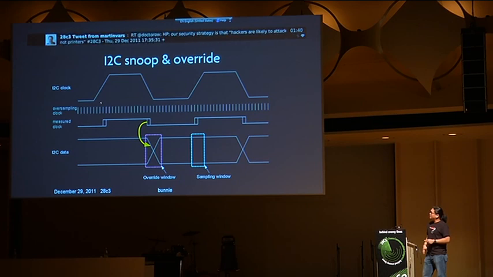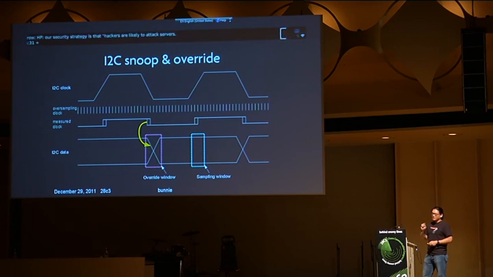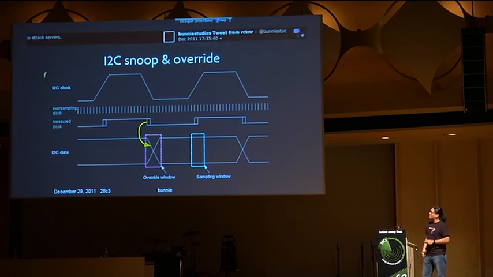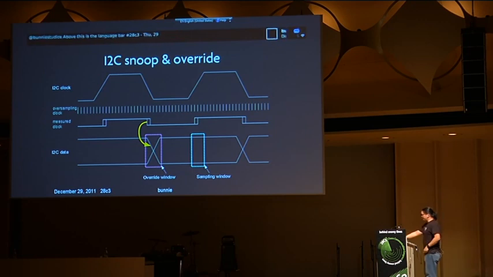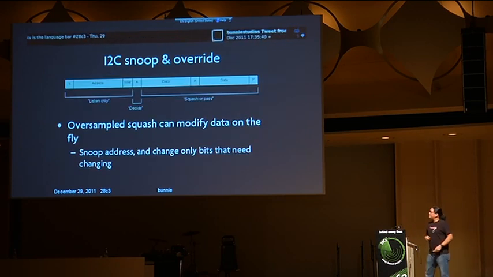And basically, whenever the clock transitions, we have a small window where essentially we can say, whoop, we didn't want a zero, we want a one, and we actually switch around so that by the time the next edge comes along at the sampling window, the data is what we want it to be.